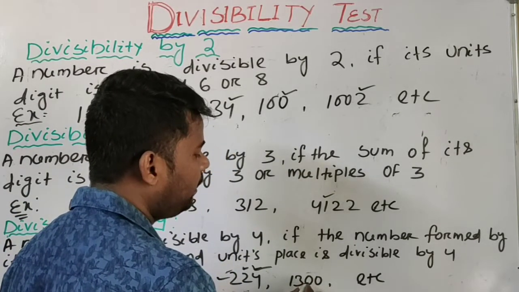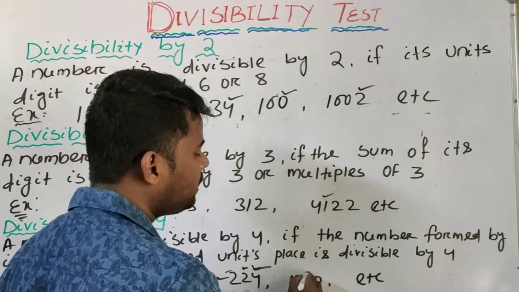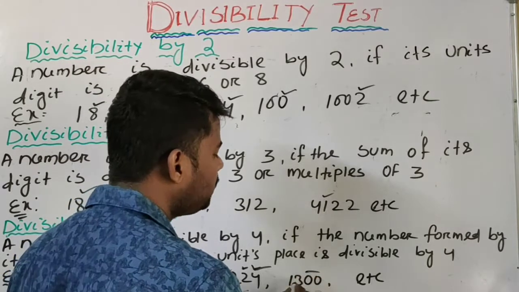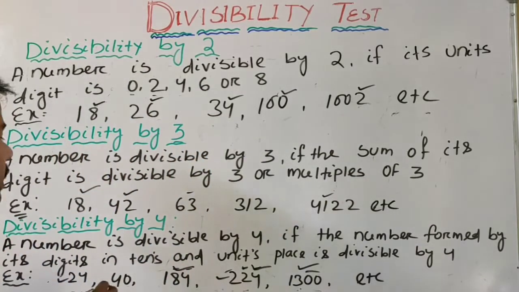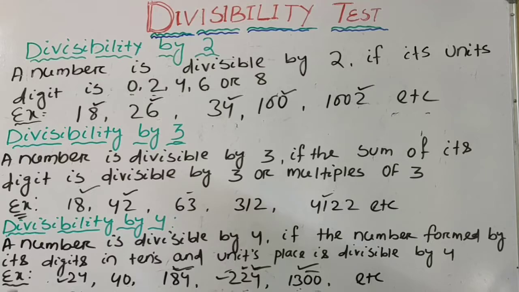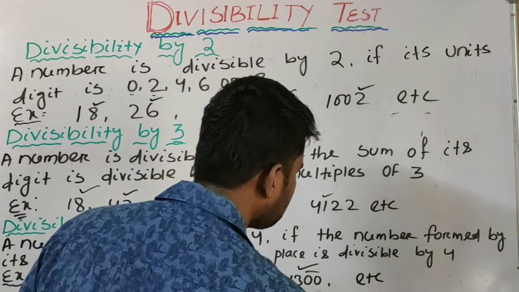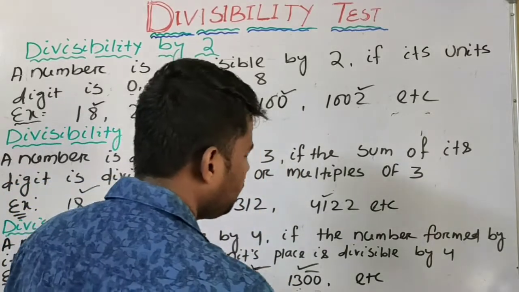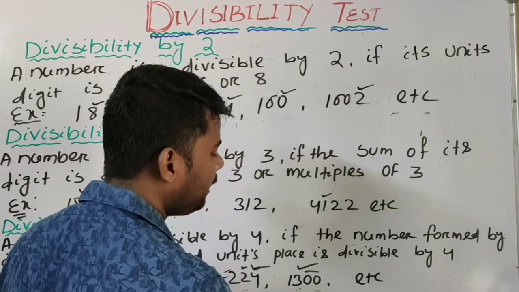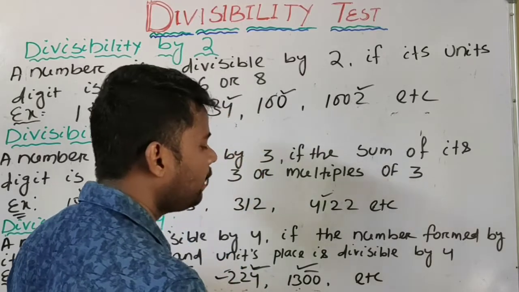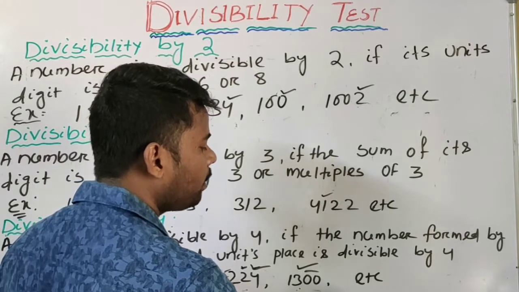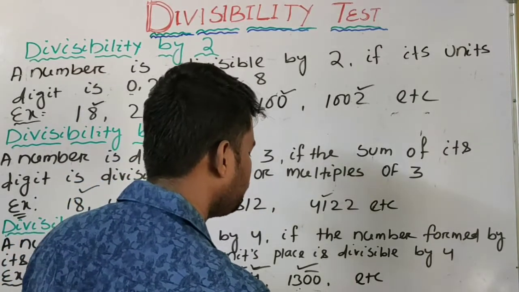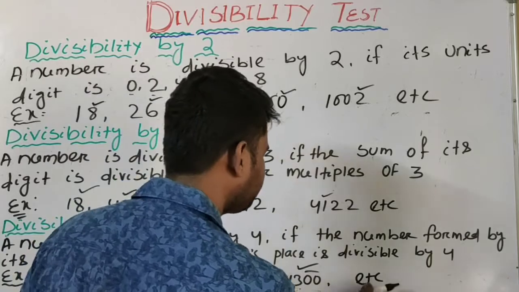Here 1300, its unit digit and tens place digit are both 0. So this number is also divisible by 4. So in this way we can say which number is divisible by 4 or not. When we write, suppose, 17, the number formed by its unit digit and tens digit is 17, and this one is not divisible by 4 or a multiple of 4. So this number is not divisible by 4.